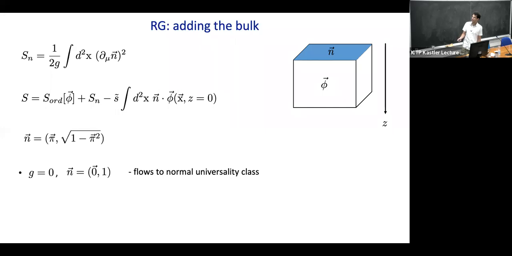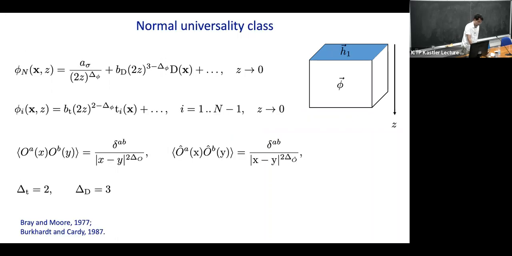So g strictly zero. Then this surface order parameter, of course, acts just as a symmetry breaking field for the rest of the system, a boundary symmetry breaking field. And as I told you, the system will flow to what I call the normal boundary fixed point. Remember, the normal boundary fixed point is one where I apply an explicit symmetry breaking field on the boundary. And interestingly, a lot is actually known about this normal boundary fixed point.